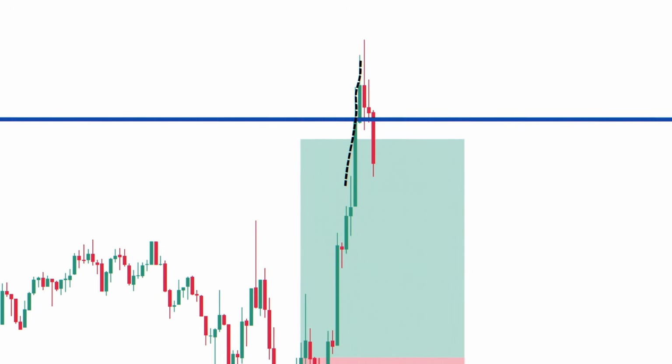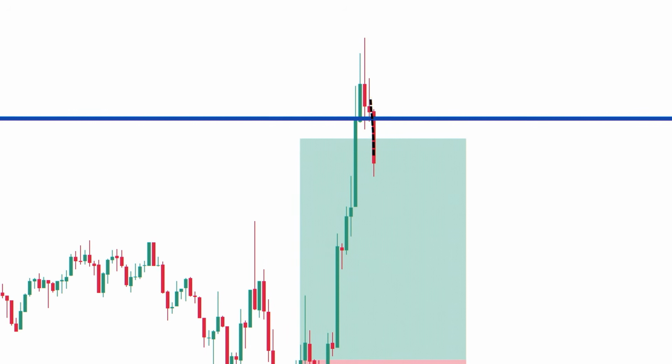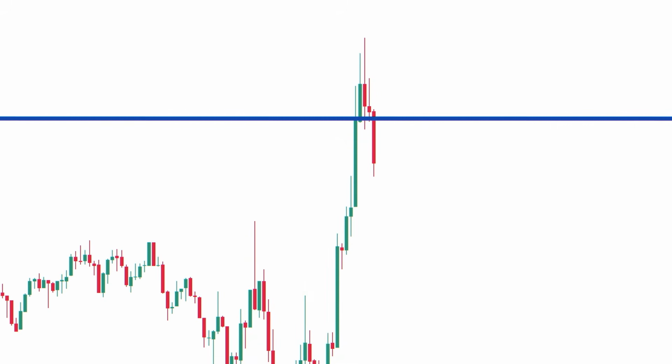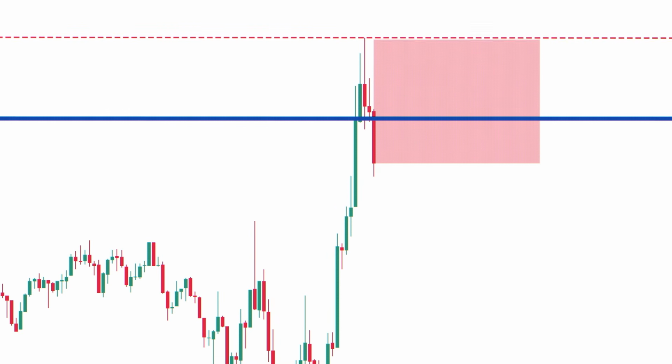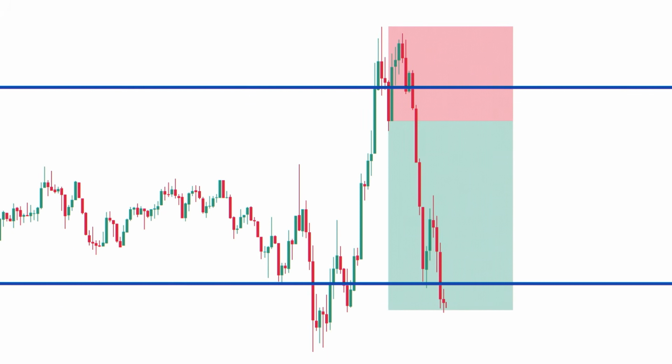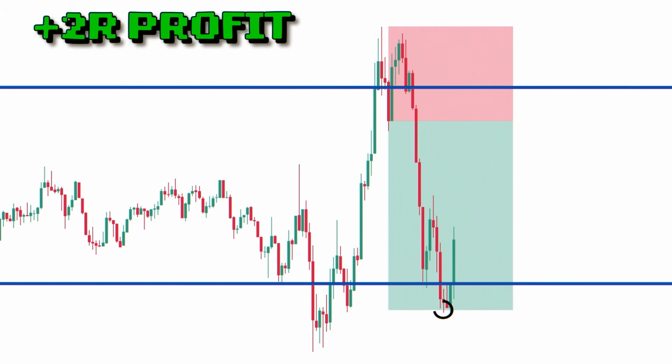Price breaks above the upper boundary and then pulls back. A red candle closes back inside the range. This gives us another valid setup. We enter a short position. Stop loss is placed above the high of the most recent move. Take profit is set at 2 times the stop loss distance. Then price moves exactly as expected. The take profit is hit.